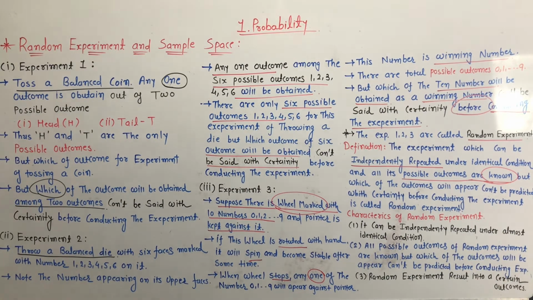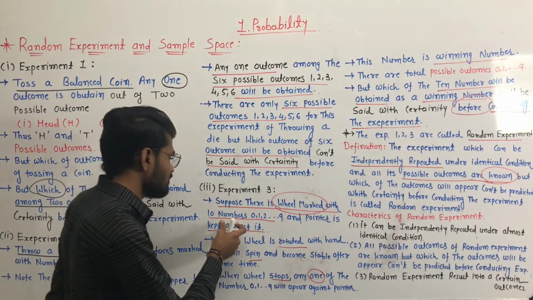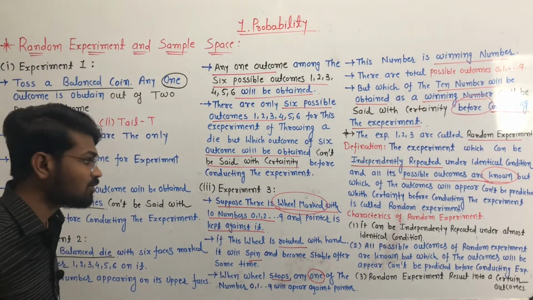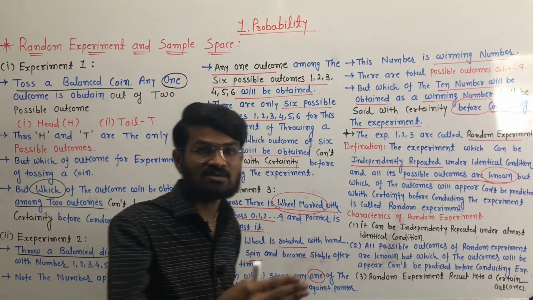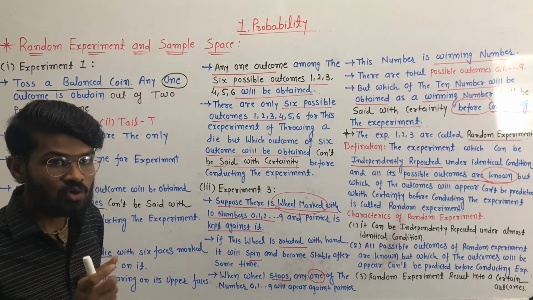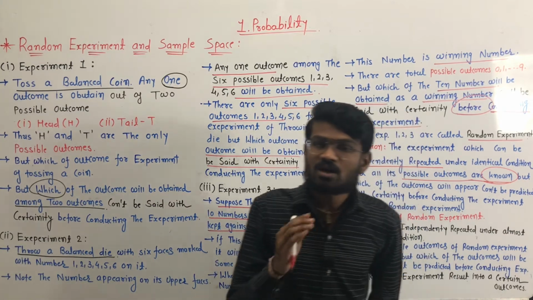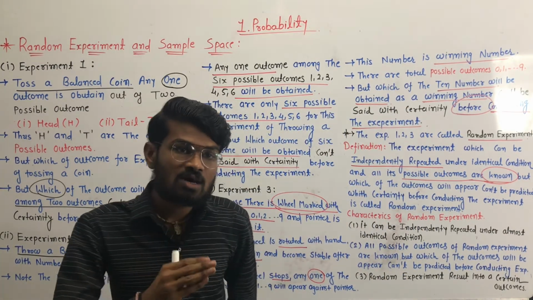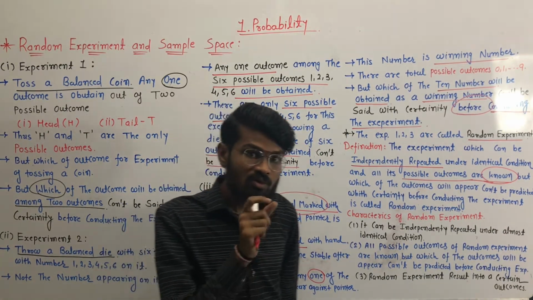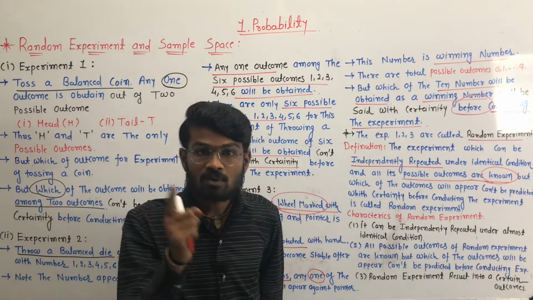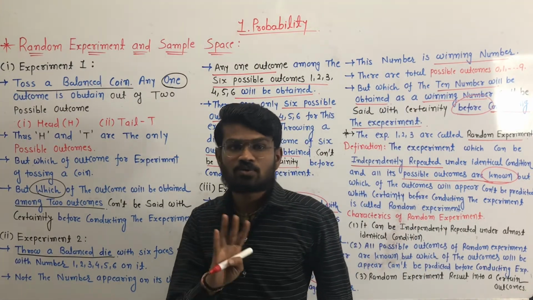Clear. Then if we rotate the wheel which is marked with the 10 numbers 0 to 9, our possible outcome will be 0, 1, 2, 3, 4, 5, 6, 7, 8 and 9. Clear? So we already know our possible outcomes, but we don't know which outcome will be obtained from the possible outcomes.